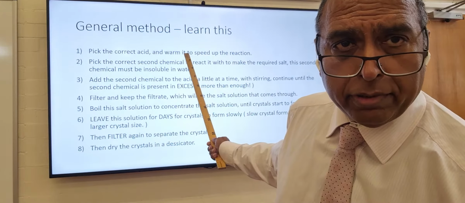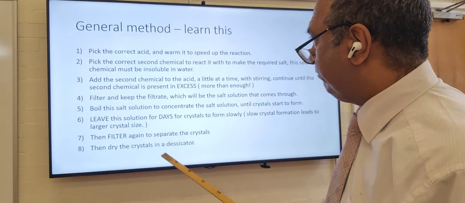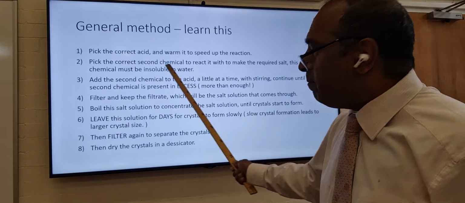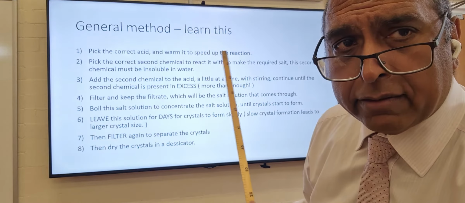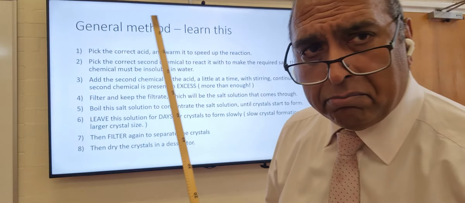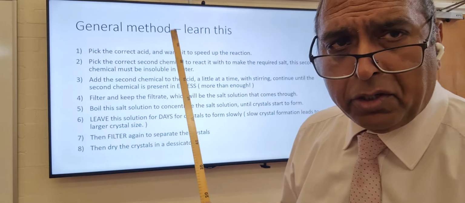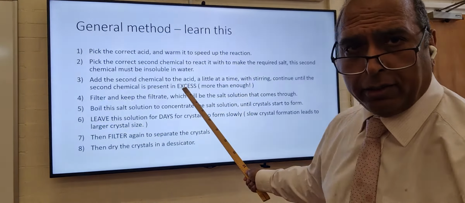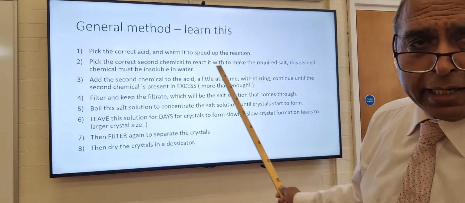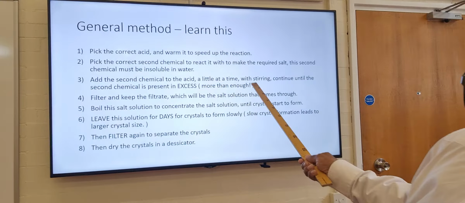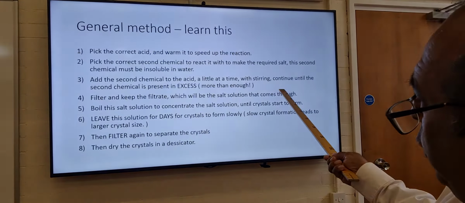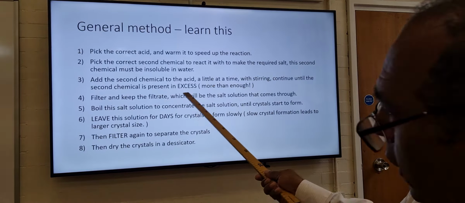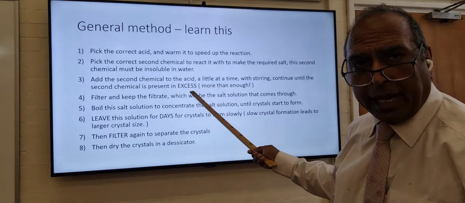Now, warm it up if you want to speed the reaction up. Pick the correct second chemical. Make sure if it's a metal that it will react. If it's a base or a carbonate, you can be sure it will react. Add the second chemical a little at a time with stirring and continue until the second chemical is present in excess.